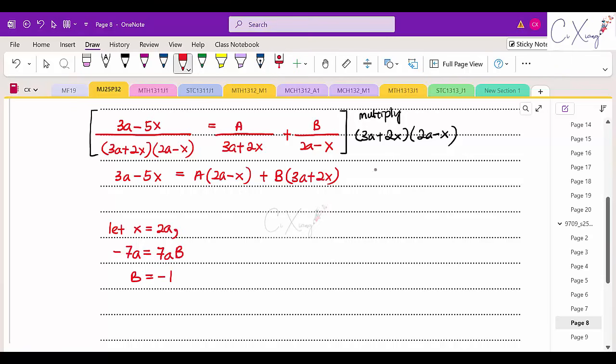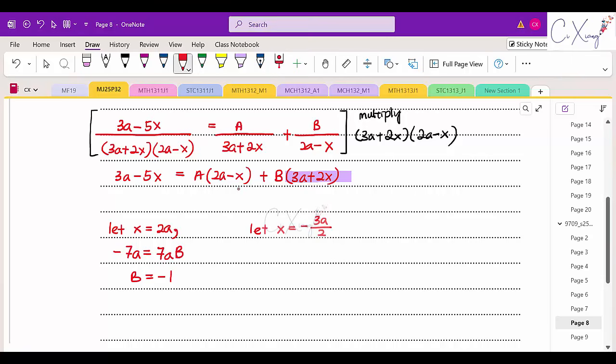Okay, so just now I'm trying to make the first bracket become 0, and now I want to make the second bracket become 0. So what's the value that I should let x become? I have to let x equal to negative 3a over 2. Because if you substitute negative 3a over 2 inside the x here, your bracket for this one will be equal to 0.